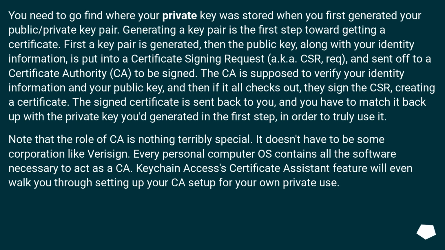The signed certificate is sent back to you, and you have to match it back up with the private key you generated in the first step, in order to truly use it. Note that the role of CA is nothing terribly special. It doesn't have to be some corporation like VeriSign. Every personal computer OS contains all the software necessary to act as a CA. Keychain Access's Certificate Assistant feature will even walk you through setting up your own CA for your own private use.